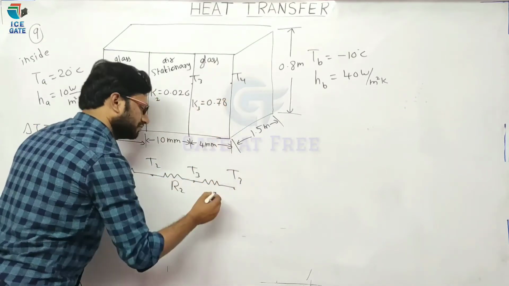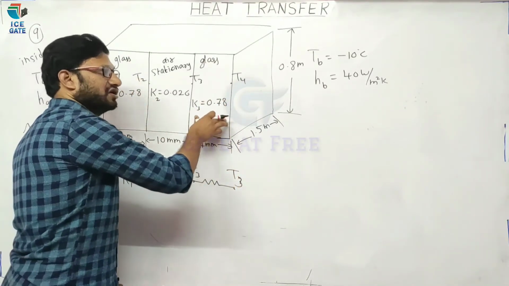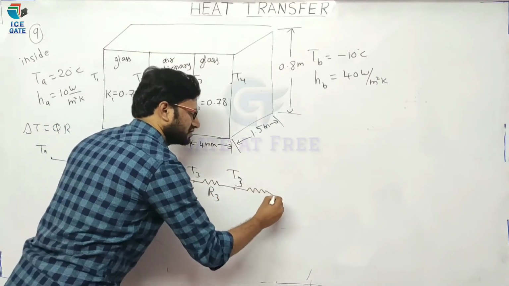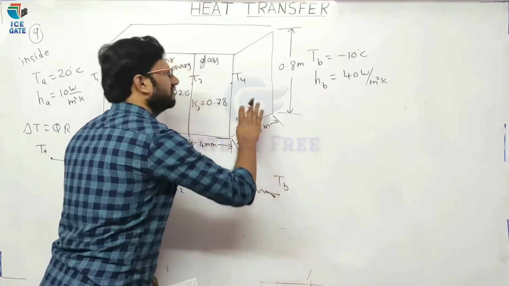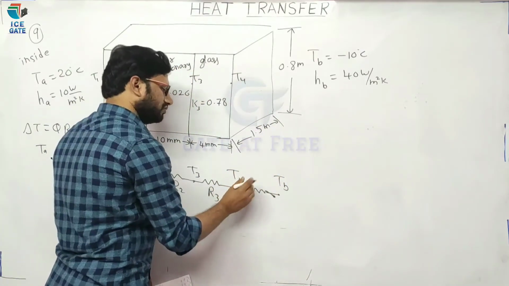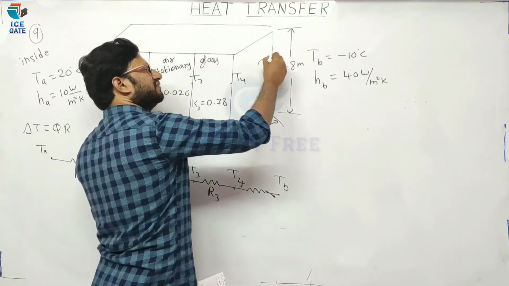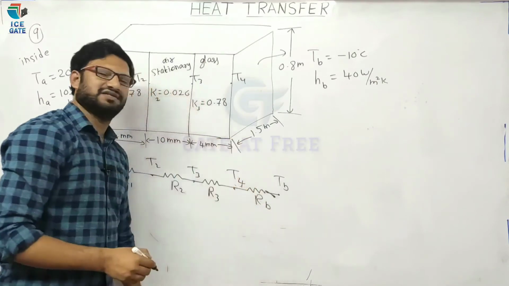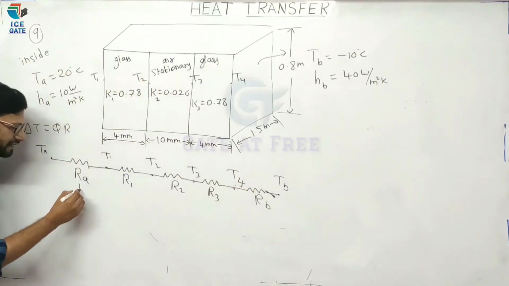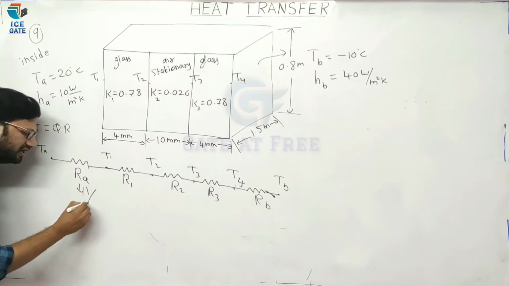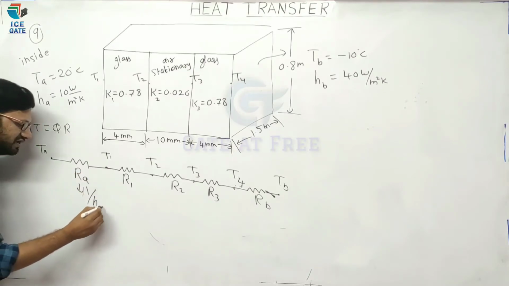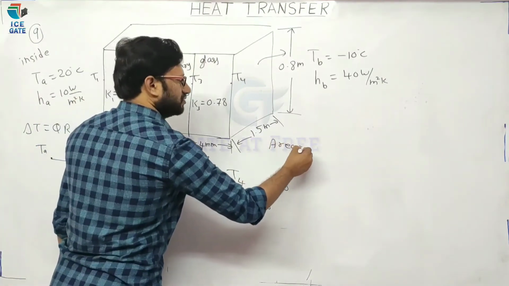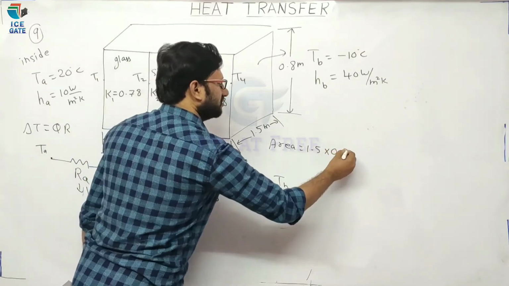From T3 to T4, glass is a solid object, so the type of resistance is conductive resistance. Now T4 to TB, from solid surface to air medium, the mode of heat transfer is convection and the type of resistance is convective resistance. Now what is the formula for convective resistance? 1 divided by H into area. Now what is the area here? Area is equal to 1.5 into 0.8.